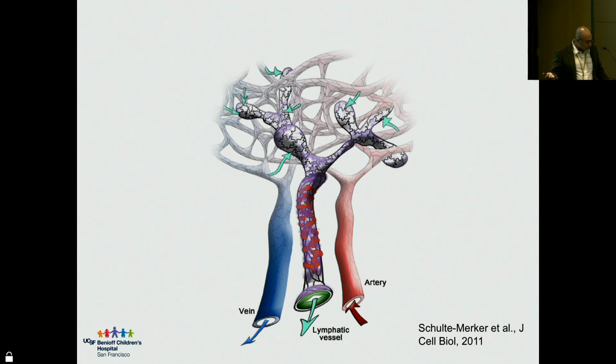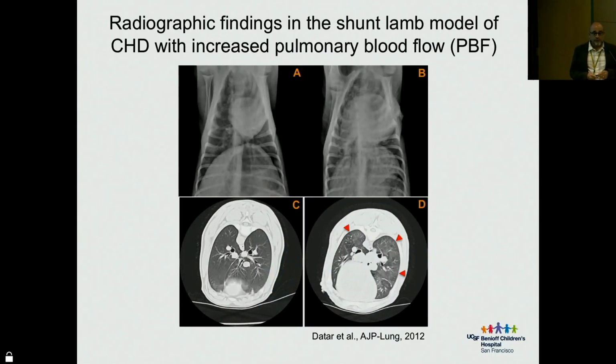And so we study these animals at about 4 to 6 weeks of age, at which point clinically and radiographically they look just like the infants in the step-down unit or in the ICU who are awaiting closure of their VSD. They're tachypneic, they don't eat well, and they don't grow well. Radiographically, either by chest x-ray or by CT scan, looking at controls on the left or shunts on the right, they have this massive cardiomegaly, which Rebecca really explained in great detail.